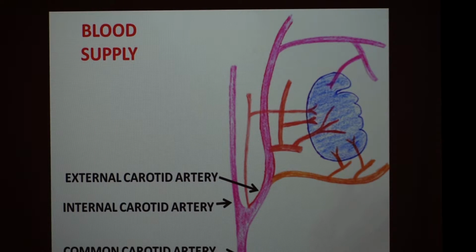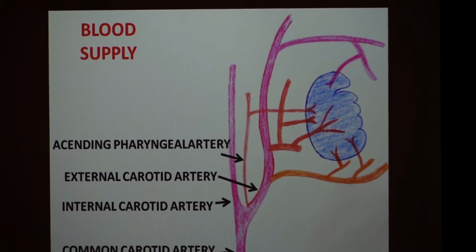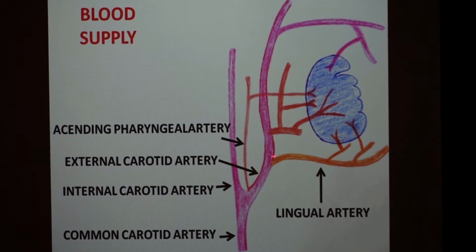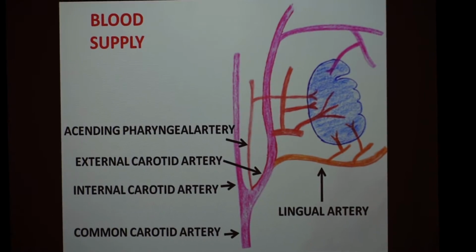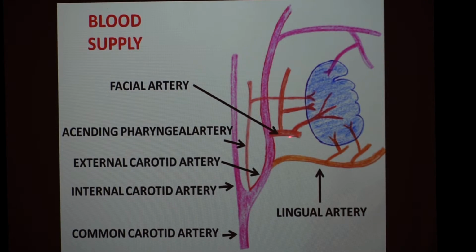Then if you remember the branches of the external carotid artery, the first branch, which is not shown here, is the superior thyroid. After that we have the ascending pharyngeal artery, which arises at the division of the internal carotid and the external carotid. Then we have one branch which is tortuous in nature and runs towards the tongue, that is the lingual artery. The artery which curves around the base of the mandible, passing through the submandibular salivary gland, and which is one of the major supplies to the tonsil, is the facial artery.